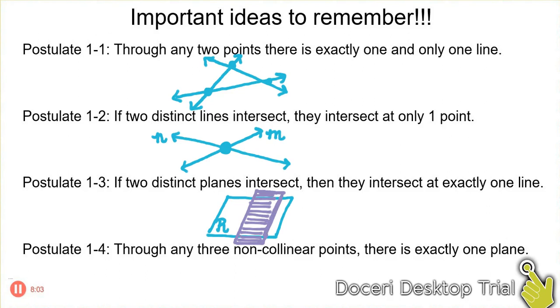And then postulate 1-4. Through any three non-collinear points, there is exactly one plane. So remember, non-collinear means that the 3 points are not in the same line. So you can't draw 1, 2, 3. Those are collinear. So we're talking about non-collinear points. So through those 3, there is exactly one plane. So as long as you have 3 non-collinear points, there is always a plane that could exist between those 3 points.